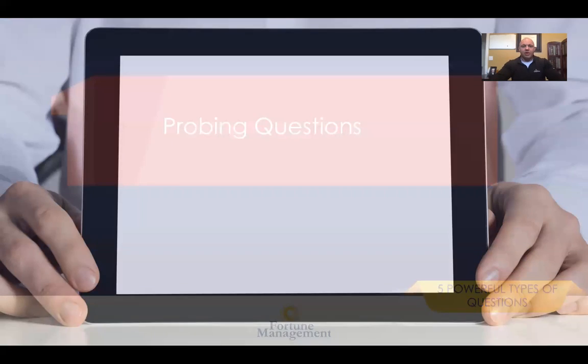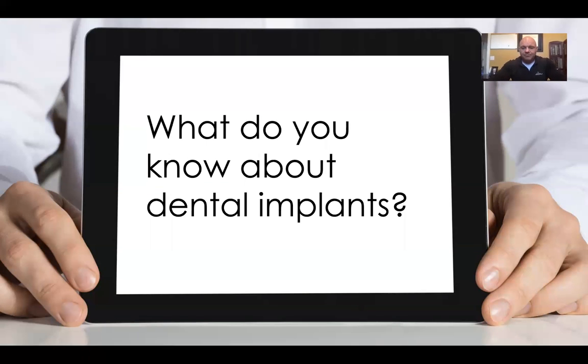The first one is a probing question. An example of a probing question would be, what do you know about dental implants? I don't know what you know. Tell me what you know about dental implants. Tell me what you know about dental technology. Tell me what you know about a periodontist or an oral surgeon. Tell me what you know about Straumann's digital workflow. Tell me what you know about fortune management. I need to know what you know.